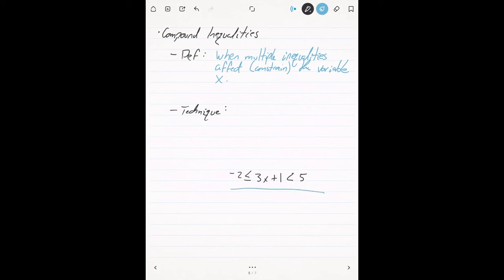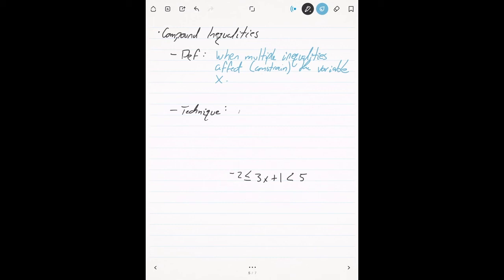Take a look at this example. We have -2 is less than or equal to 3x plus 1, and we also have 3x plus 1 is less than 5. We now have two inequalities to work with. We need to find x values that produce something greater than or equal to -2, as well as something less than 5. So what we're doing is we're constraining all of the possibilities of x. There's a couple ways of going about solving these problems.